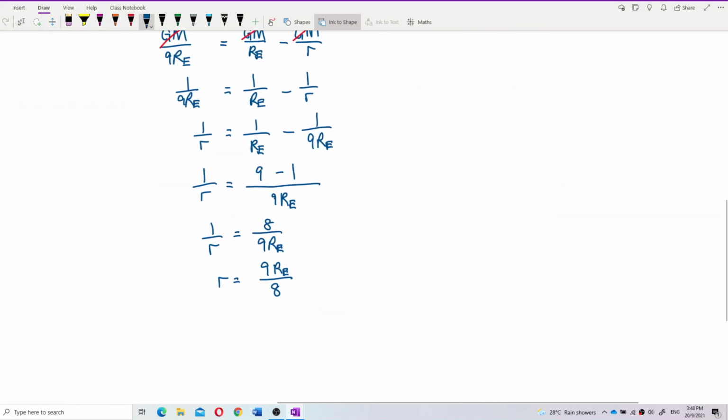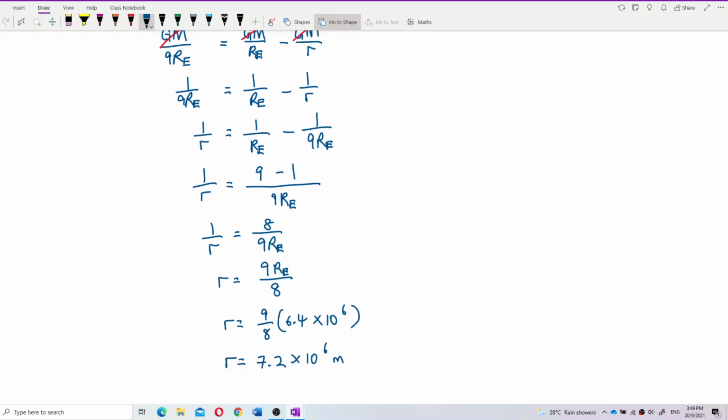So the radius of Earth is 6.4 exponent 6. Let's calculate the R, which we want to find. It's 6.4 exponent 6 multiply 9 divided by 8. So what do I get? Oh, I got the jackpot. It is 7.236, so 7.2 exponent 6 meter.